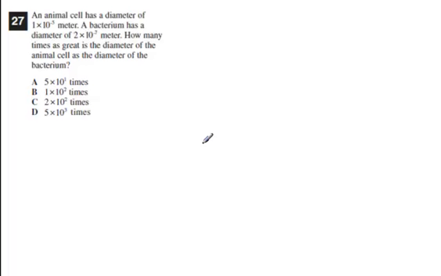27. An animal cell has a diameter of 1 times 10 to the negative 5 meters. A bacterium has a diameter of 2 times 10 to the negative 7 meters. How many times as great is the diameter of the animal cell as the diameter of the bacterium? How many times as great is the diameter of this than this? So this, they're saying, is larger than this one.